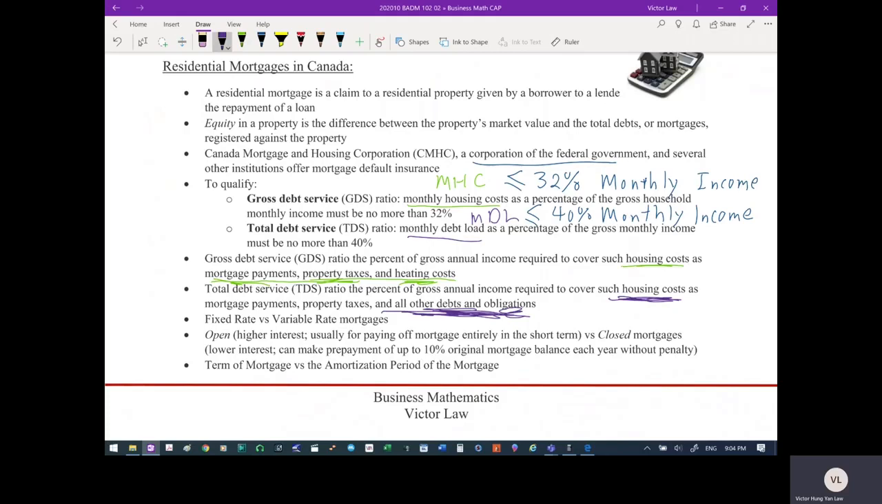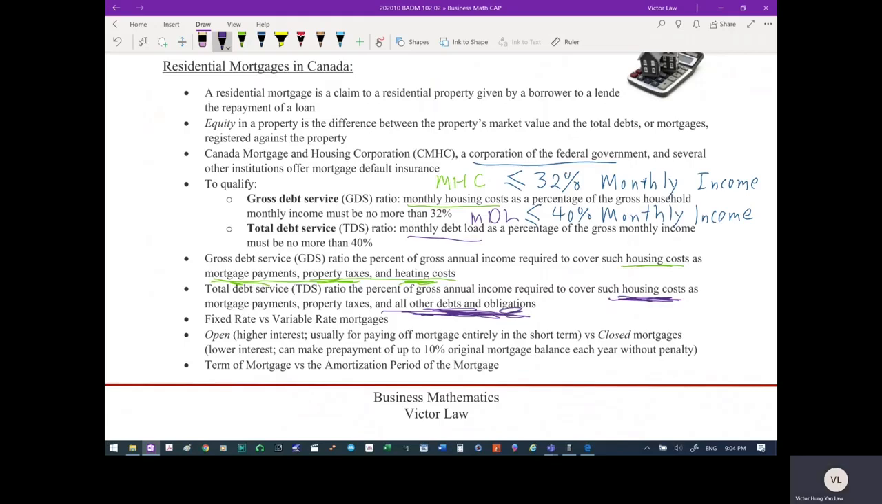The next definition that you need to know is fixed rate versus variable rate. Fixed rate and variable rate are referring to the interest rate. Fixed rate means that the interest rate is fixed for the entire term. Variable rate means that the interest rate will fluctuate according to what the prime rate is.